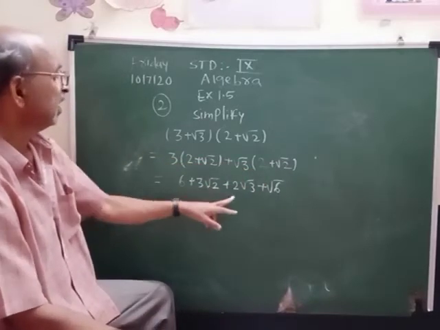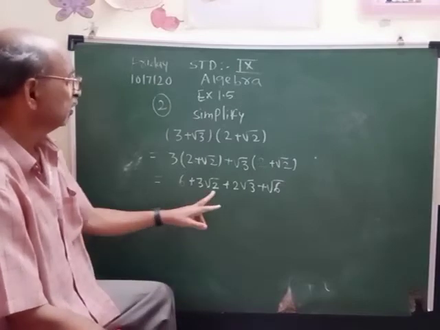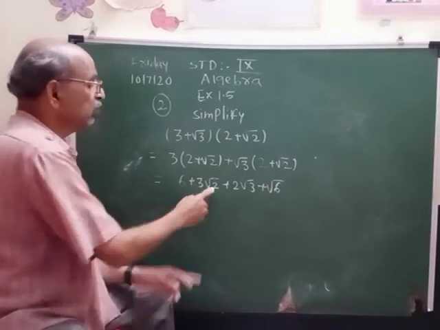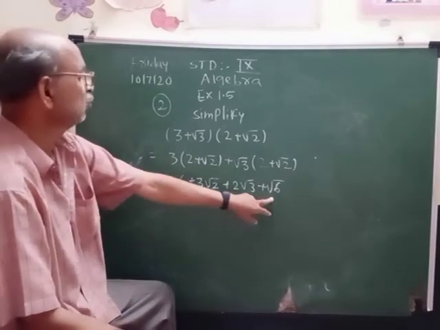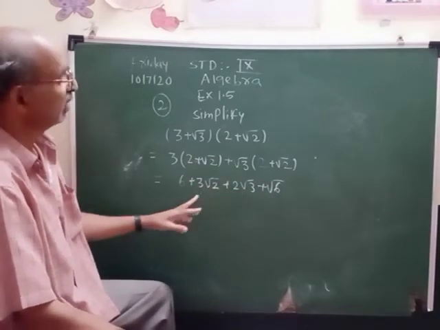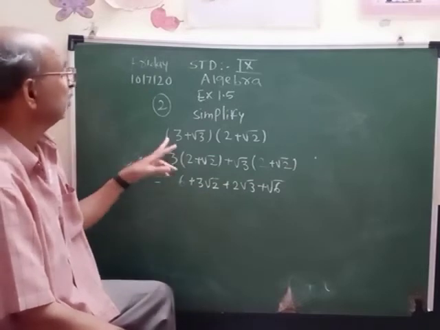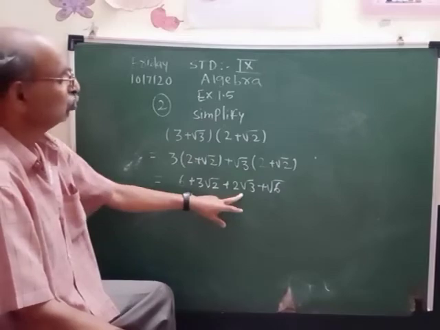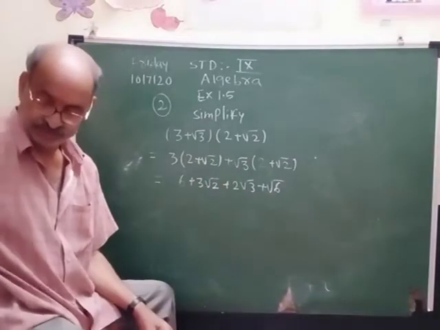Now, which are the like terms that we have to add? Here there is no like term. Here 6 is there, here 3 root 2 is there, here 2 root 3 is there, here plus root 6 is there. So there is no like term, so we cannot add or subtract. So the answer of this expansion is 6 plus 3 root 2 plus 2 root 3 plus root 6.